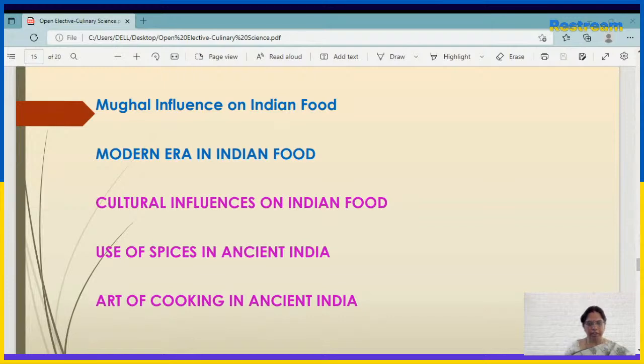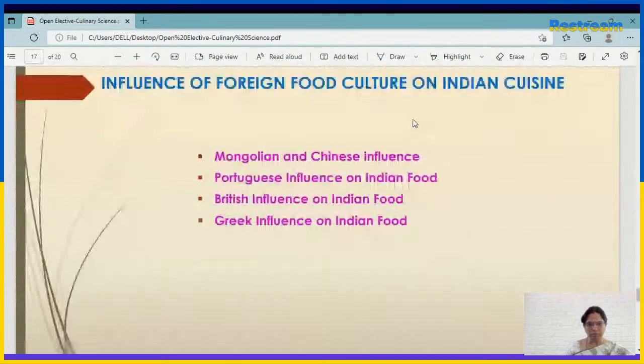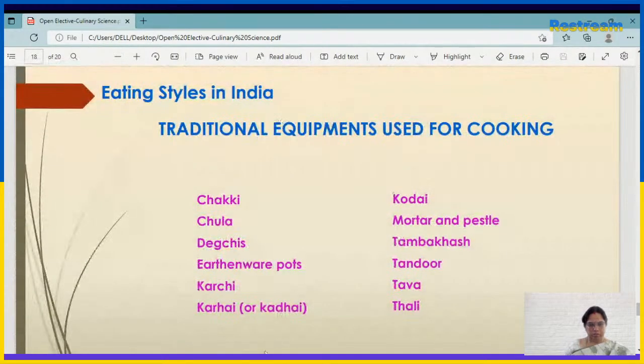So there are different eating styles of food. So we usually, as Indians, prefer to sit down and eat. And now because of the table culture, we have different thalis also, separate thalis for veg and separate thalis for non-veg. There are traditional equipments also which are used for cooking.